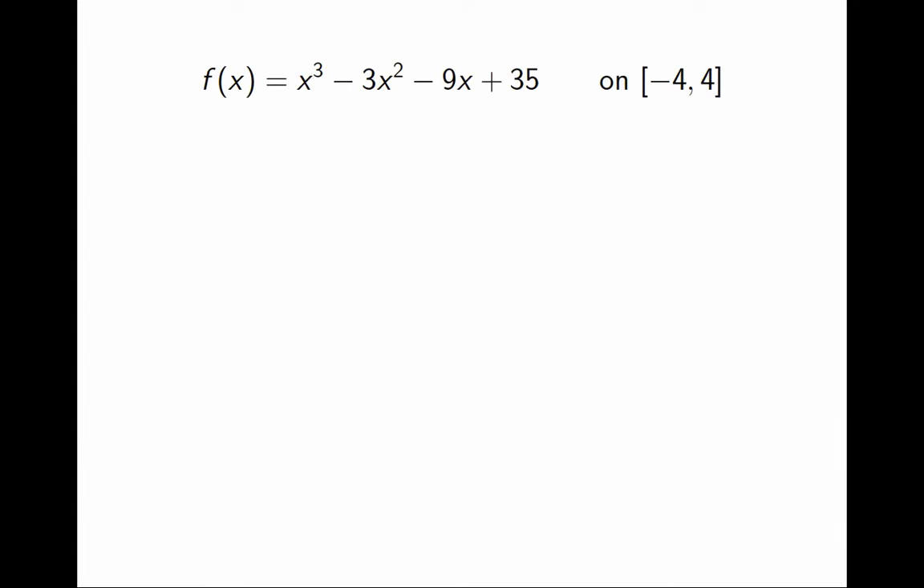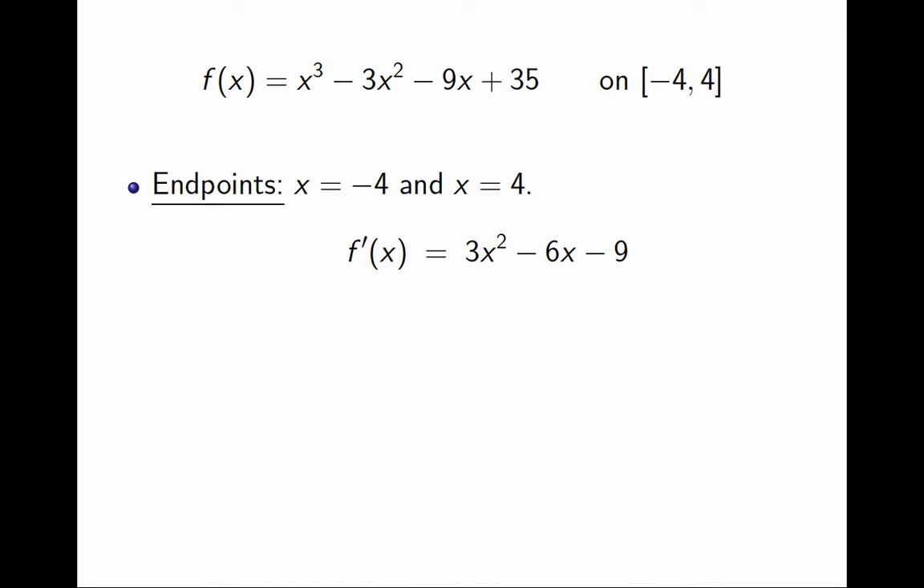Here is the function again. Finding the endpoints is easy. They are minus 4 and 4. As for the critical points, I need to find out when the derivative is 0. This is a polynomial, so the derivative always exists. The derivative f prime of x equals 3x squared minus 6x minus 9.